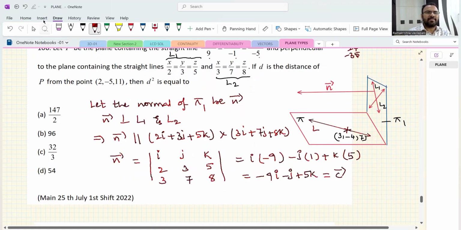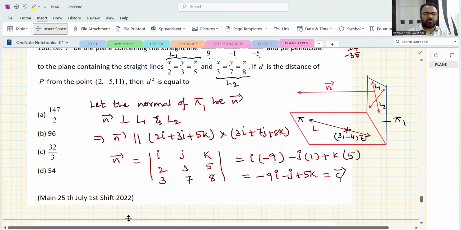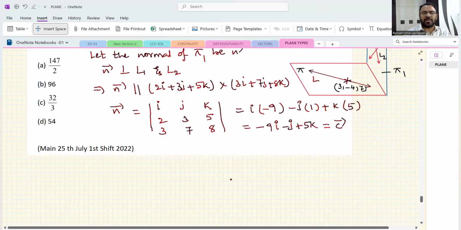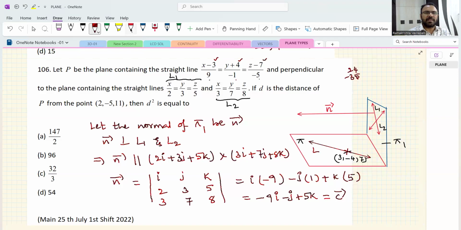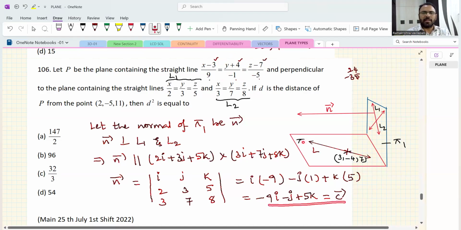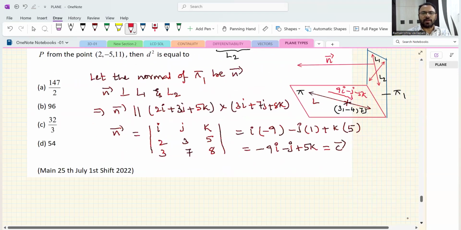Now what is the equation of plane containing one line and perpendicular to another plane? Right. Containing this line. Now it is easy: containing this line and parallel to this vector. So determinant of the first line passes through 3, minus 4, 7 and parallel to the vector 9i minus j minus 5k. So parallel to two vectors and passing through one point.